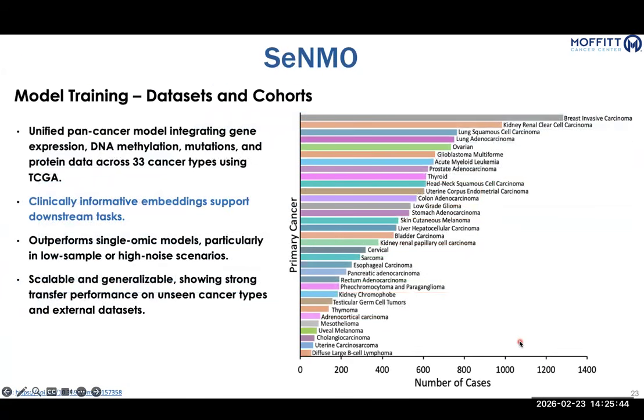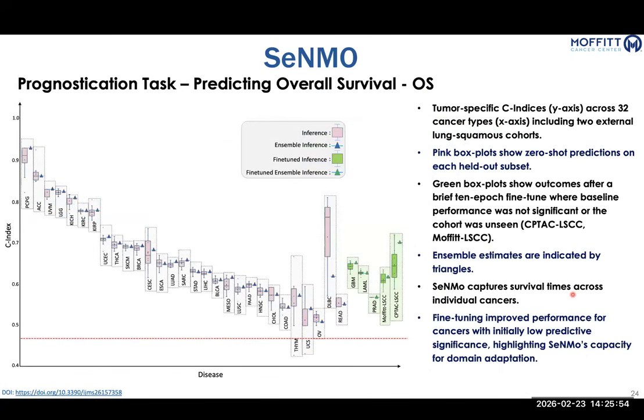For the baseline pre-training, this is the distribution of the data, the number of cases versus the 33 cancer types. Before training, we held out around 30% of the data as a test set, so we evaluated the model on that held-out test set. These results are the evaluation of the model on that test set. On the y-axis are the concordance indices for predicting overall survival. On the x-axis are the various cancer types, and any prediction below 0.5 is random.